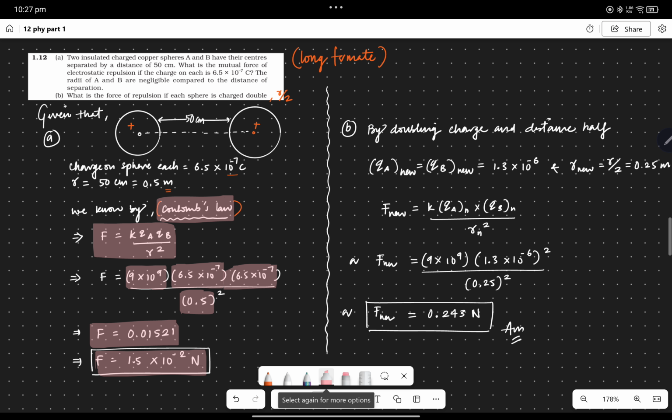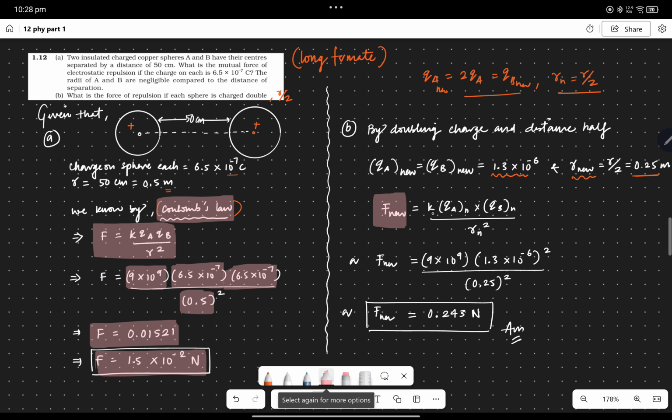So very basic. And the second thing, in part B, what you have to do is that the QA charge that you have, they have doubled. So that is now, Q new is going to be 2 QA, right? And that is also equal to QB new, right? And also R, they have halved, so R by 2, right? So this is the new thing you got, and the new value: the double of that QA is going to be 1.3 × 10^-6, and the half of that R value is going to be 0.25 meter, right?